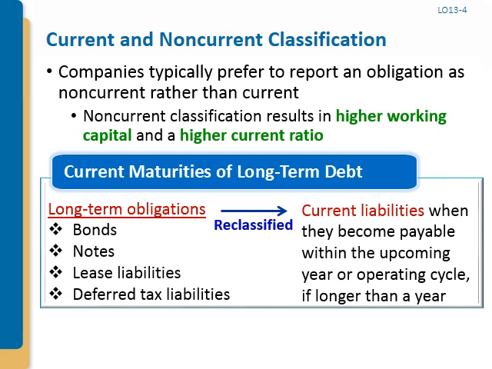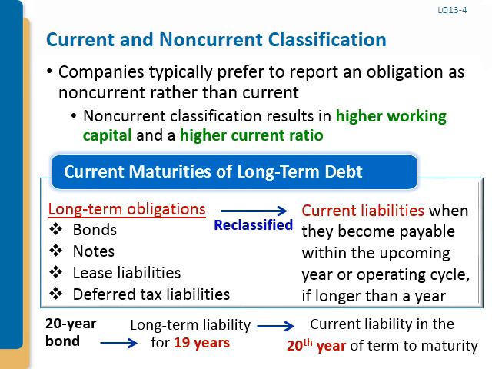current assets divided by current liabilities. Working capital and the current ratio are explicitly restricted in loan contracts.